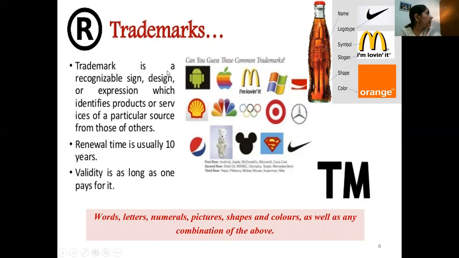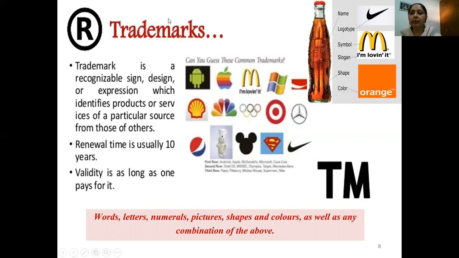Trademark is a recognizable sign, design, or expression which identifies products or services of a particular source from those of others. The renewable time is 10 years and validity is as long as one pays for the trademark. So the words, letters, numerals, pictures, shapes and colors, as well as combinations of any of these, the shape and the picture, color and the design and the lines, for example, McDonald's, the M and "I'm loving it," that slogan, all this comes under trademark.